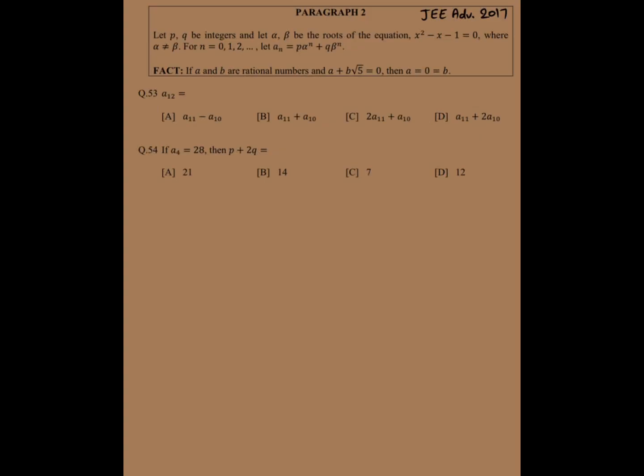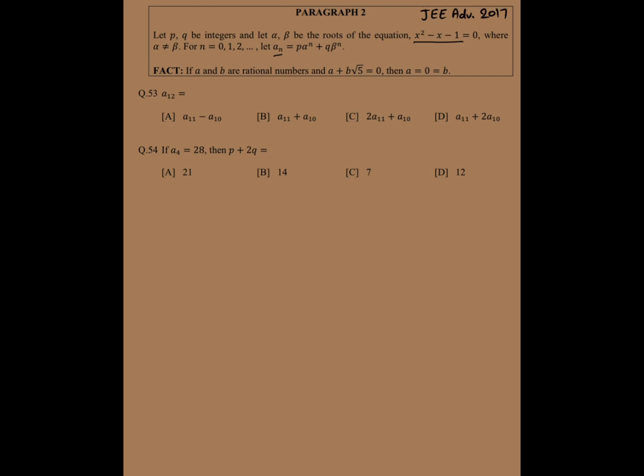Can you solve this difficult question from JEE Advanced 2017? We are given a quadratic equation, and alpha and beta are its roots. Then there is an expression A_n which is in the form of powers of alpha and beta, and we have to answer questions regarding A12 and A4. Let's see how to start it.